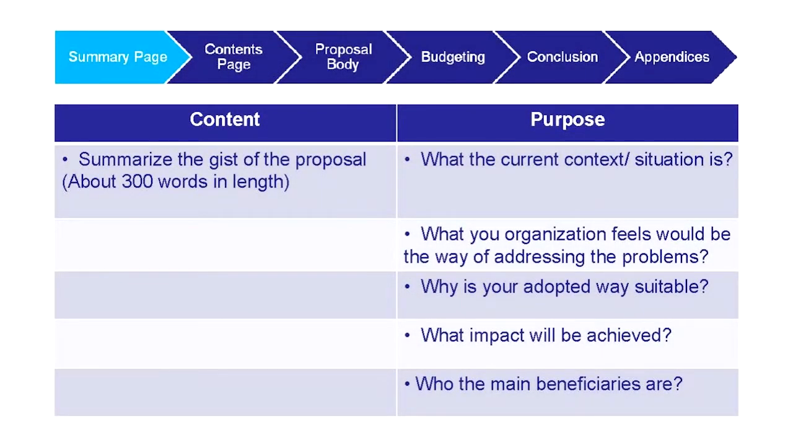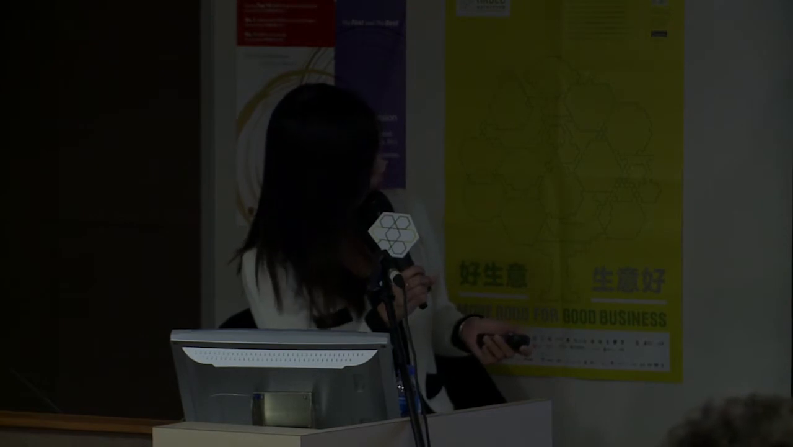As we say, the summary should be about 300 words. It should be only within one A4 page. It should not be anything longer than that. What is the current context, the current situation of the problem? Indicate what your organization feels would be the way of addressing the problems. Why is your adopted way suitable? And what impact will be achieved, and who the main beneficiaries are.